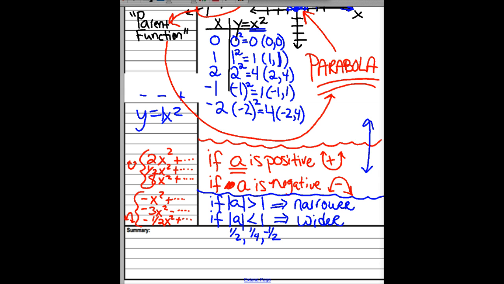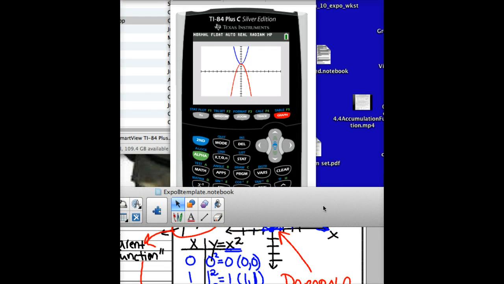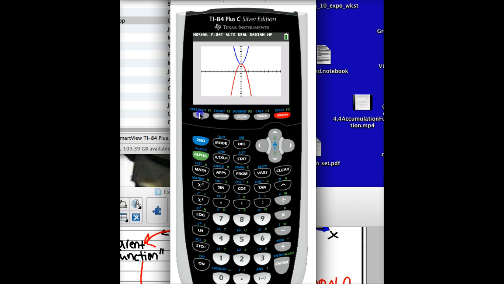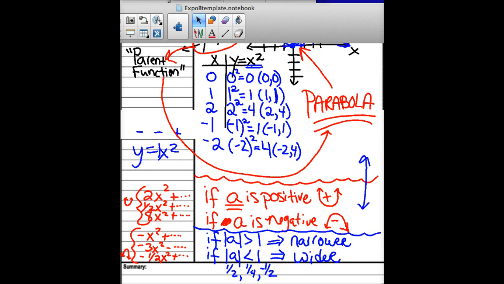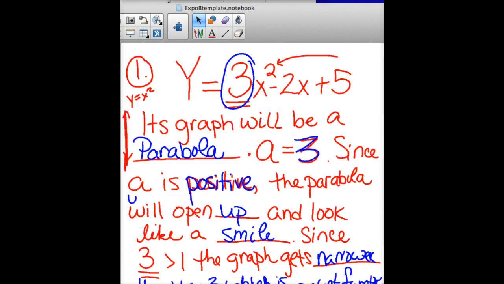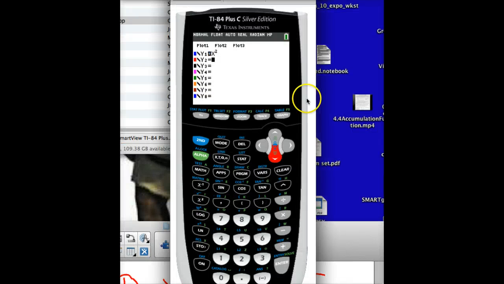Let's go confirm that on our graphing calculators. So I'm going to take that last one I had. I'm going to clear this out. I'm going to go back to my y equals and hit clear. You should do this too if you have a graphing calculator at your desk. And I'm going to enter the parent function, because that's the one we compare everything to. Let's take that one we just did in the notes on the second page. It was 3x squared minus 2x plus 5. And let's see if that gets confirmed here. 3x squared minus 2x plus 5.